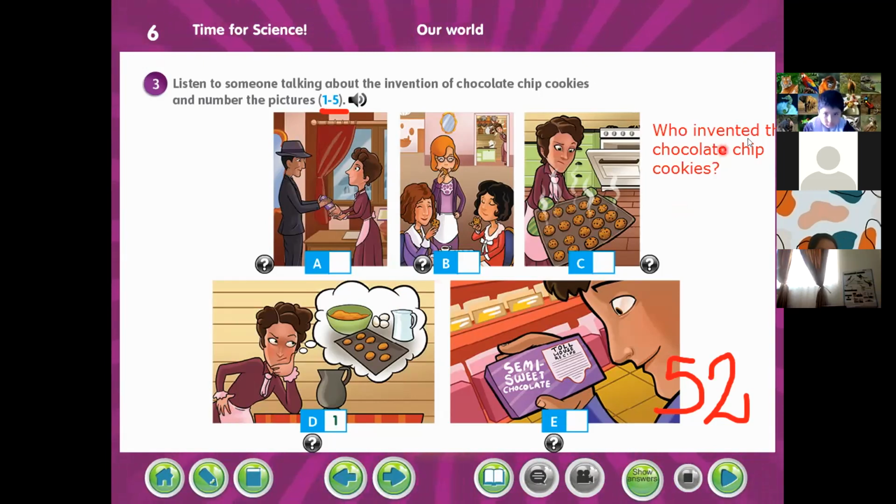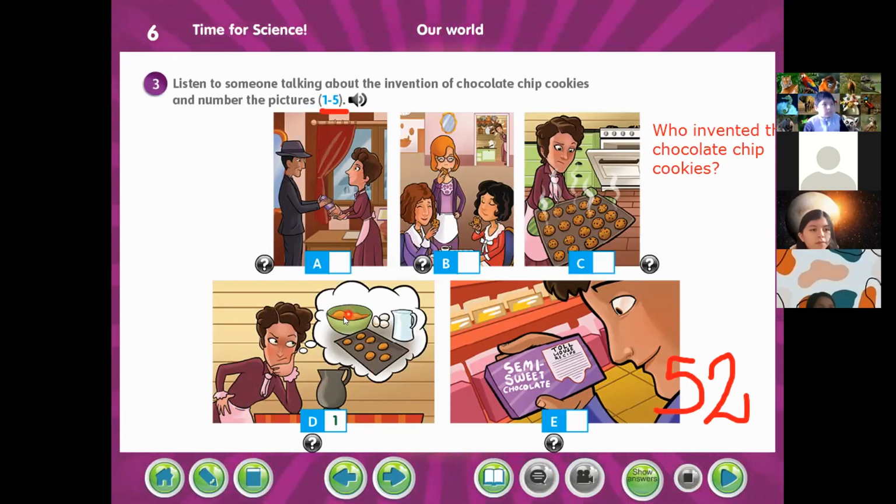Who invented the chocolate chip cookies? Ruth. Okay, Ruth Wakefield. She wants to prepare chocolate chip cookies. She had some ingredients, but she doesn't have the chocolate. So she decided to use a different chocolate, the semi-sweet chocolate.